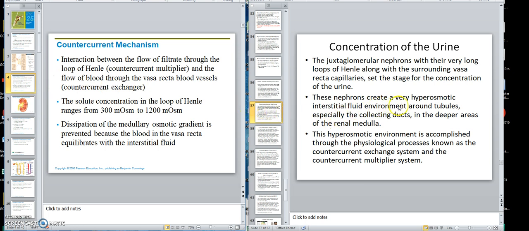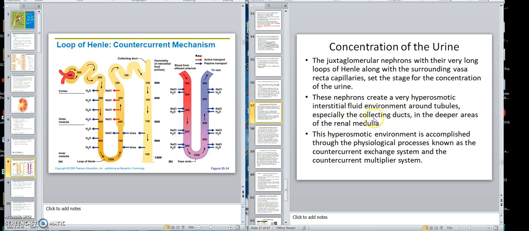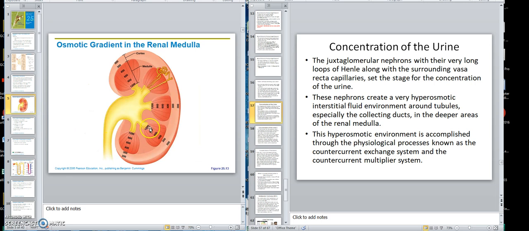So when we look at it, the nephrons create a hyperosmotic interstitial fluid environment around the tubules, especially the collecting ducts in the deeper areas of the medulla. Especially the collecting ducts down in here. See? That osmotic pressure is increasing. That's the cortex, that's the medulla. Take a look, in the deeper areas of the renal medulla, the hyperosmotic environment is accomplished through the physiological processes known as the countercurrent exchange system and the countercurrent multiplier system.